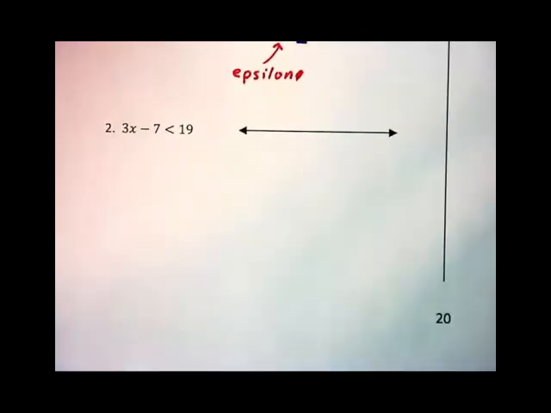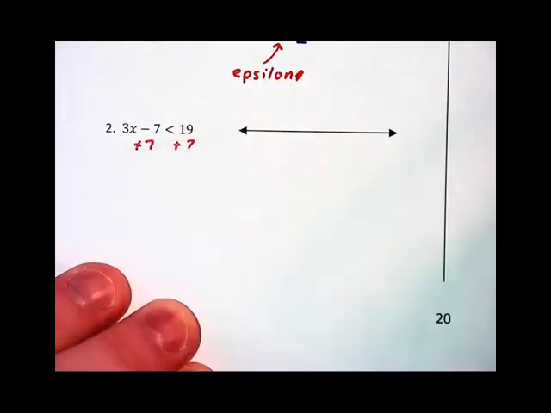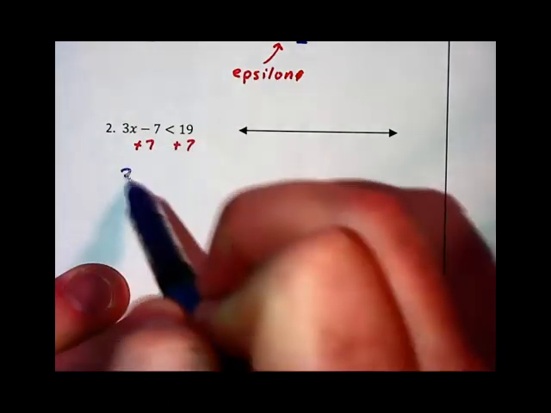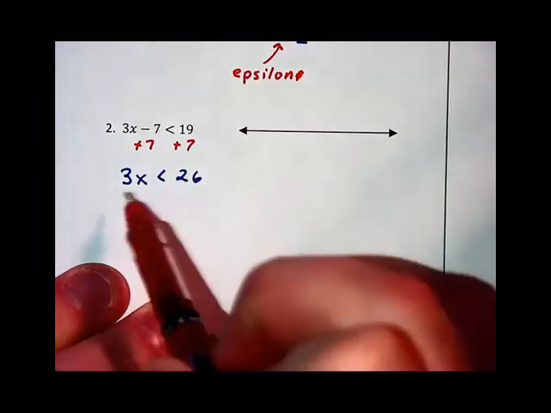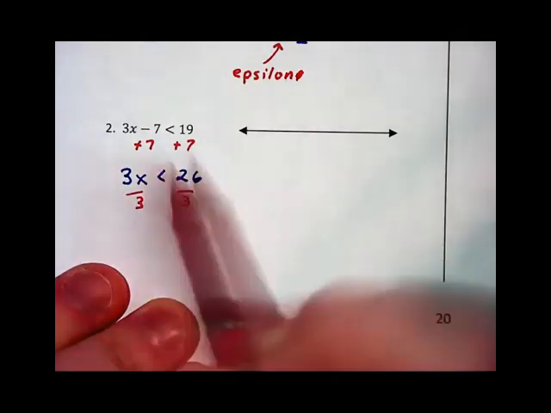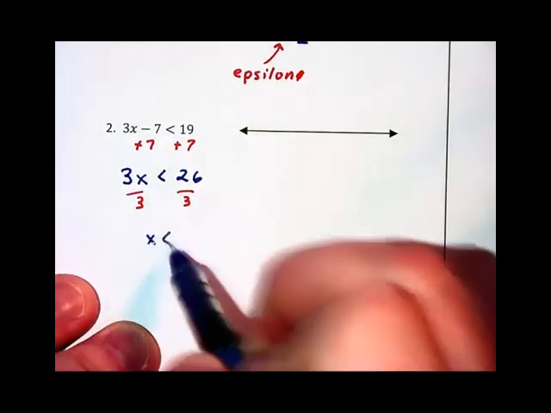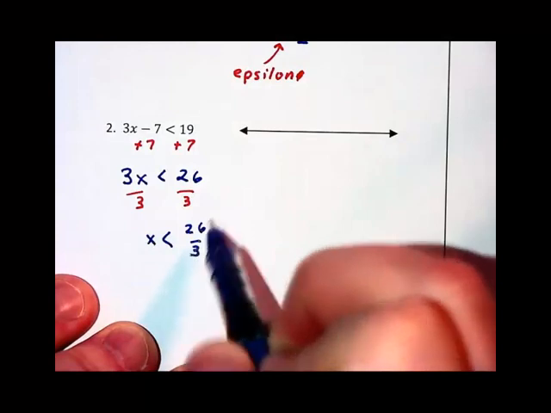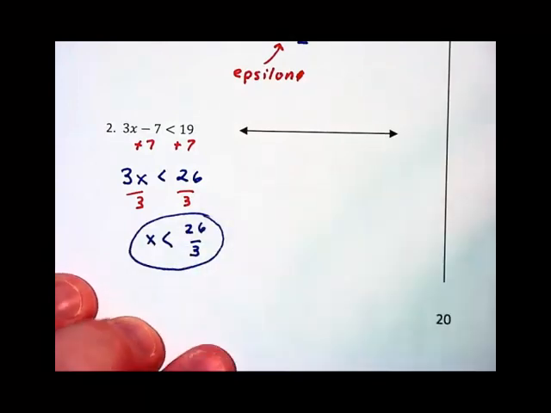Okay, let's move on to the next one, a two-stepper. We're going to begin by adding 7 to both sides. That will give us 3x is less than 26. And then dividing each side by 3, we will find that x is less than 26 thirds. That is perfectly fine if we're just leaving our answer in inequality form.